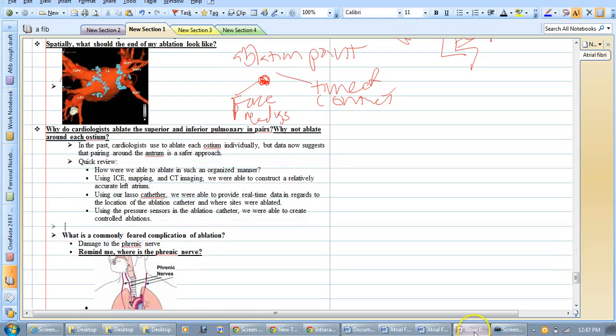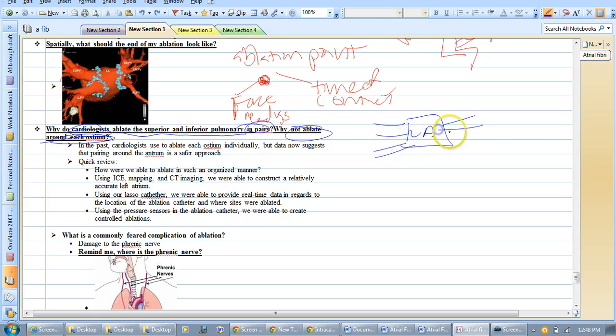Okay, so a few more things to cover. One thing we want to think about is why do cardiologists, specifically EPs, ablate the superior and inferior pulmonary veins in pairs? Why not ablate each ostium separately? So let me back up for a second. We have the left atrium, pulmonary veins. As before, if we cut it in half and look down it like a barrel.